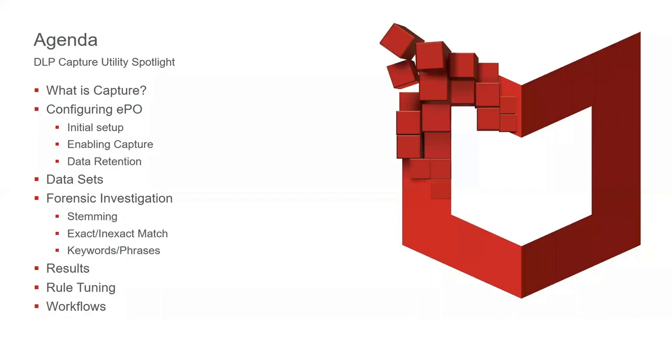What we're going to cover today is basically a high-level overview of how this feature works with DLP Prevent and DLP Monitor. As you can see on the agenda here, we're going to talk about what capture actually is, and how to configure it from the EPO standpoint. We'll talk about datasets, which is basically narrowing down what data you're looking for. And then we'll cover two different scan types that we have, which is a forensic investigation and also role tuning. And we'll also talk about the results of the scans and also what you can do with those results.